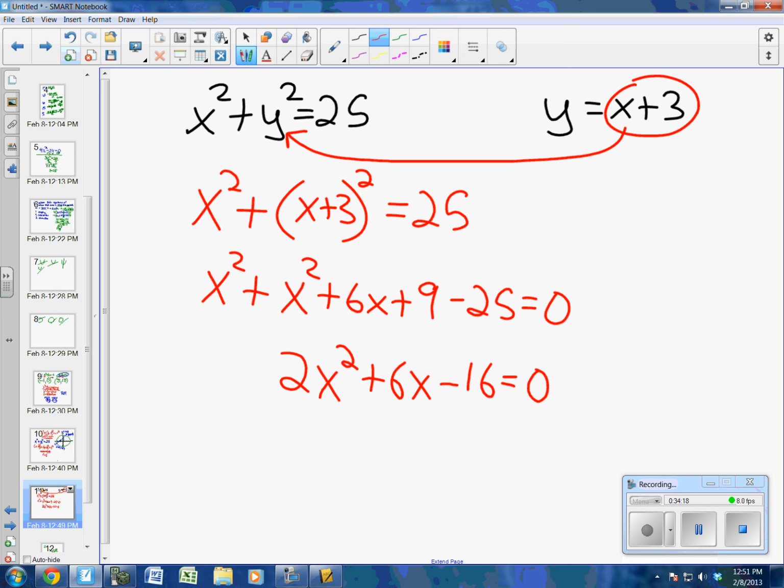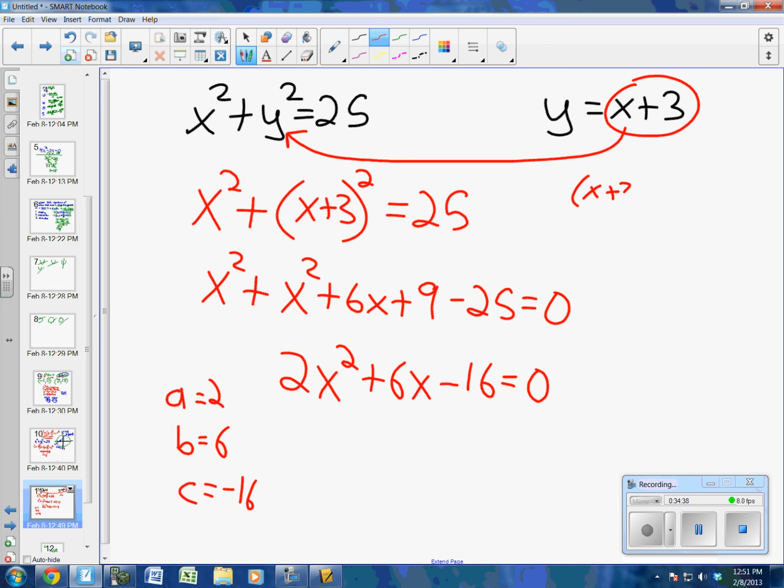Well, which method do you want to use to solve this quadratic equation? Factoring or the quadratic formula? I'm going to use the quadratic formula. What's a, b, and c? 2, 6, and negative 16.